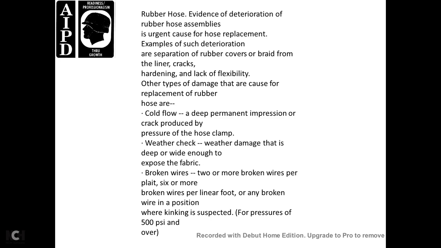Rubber hose. Evidence of deterioration of a rubber hose assembly is an urgent cause for replacement. Examples of such deterioration: separation of the rubber cover from the braid, linear cracks, hardening, and lack of flexibility. Other types of damage that cause replacement of rubber hoses: cold flow, deep penetration and pressure cracks produced by pressure of the hose clamp, and weather cracks.